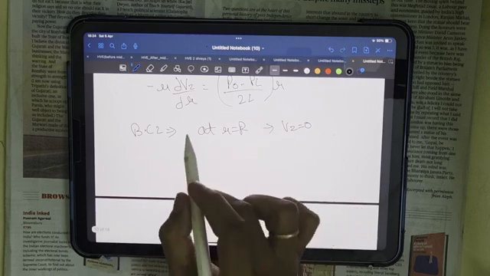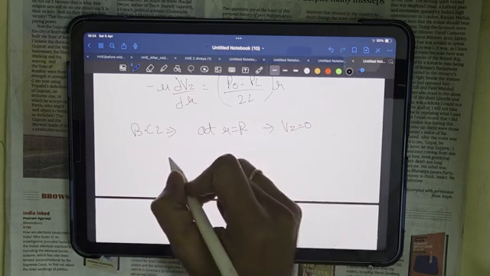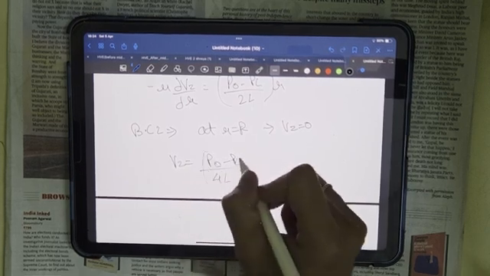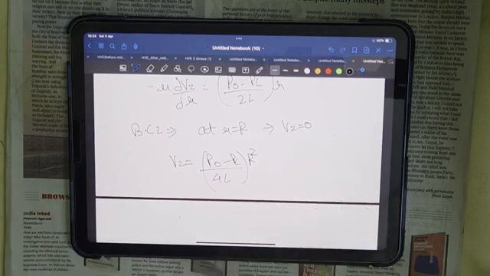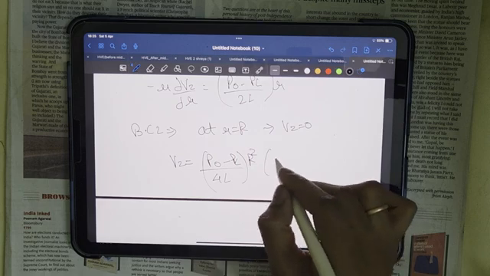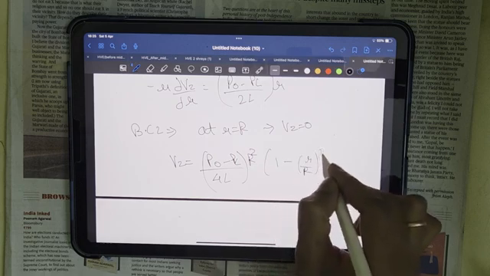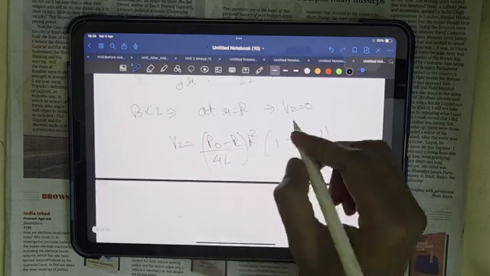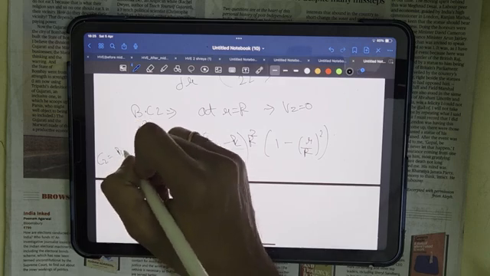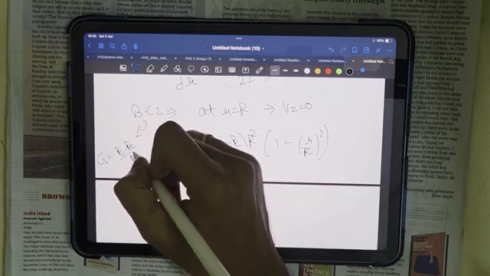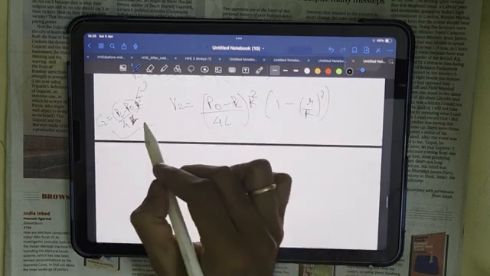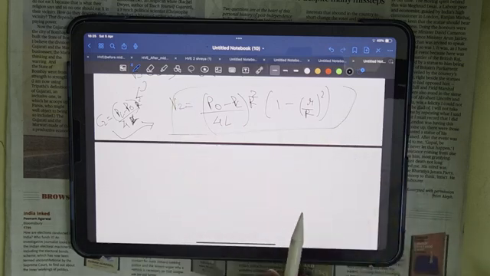We will look into this after integrating the equation. After integrating the equation, we get Vz equal to (P0 minus PL) upon 4L into R square, plus into (1 minus r upon R) the whole square. C2, which we calculated by boundary condition 2, becomes C2 equal to (PL minus P0) upon 4L into R square. We have substituted this C2 in this, and this is the final velocity profile equation.